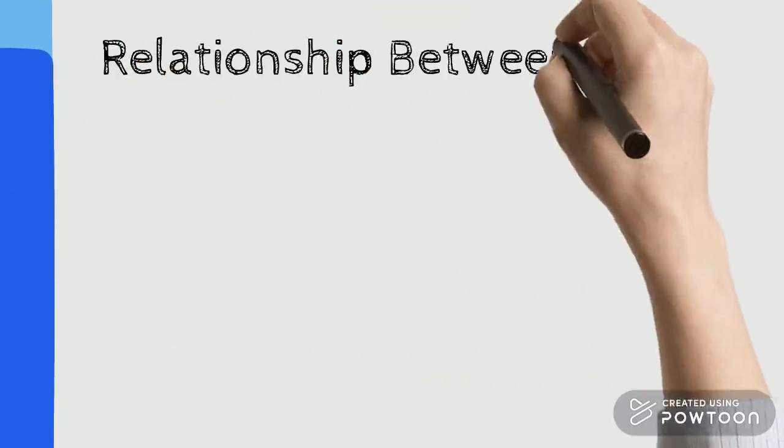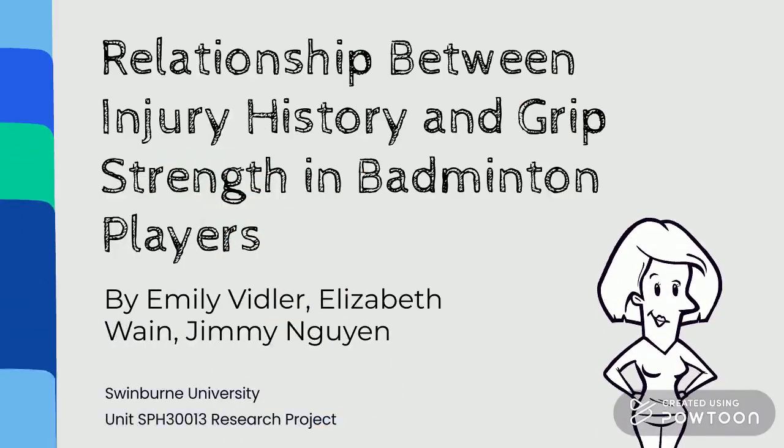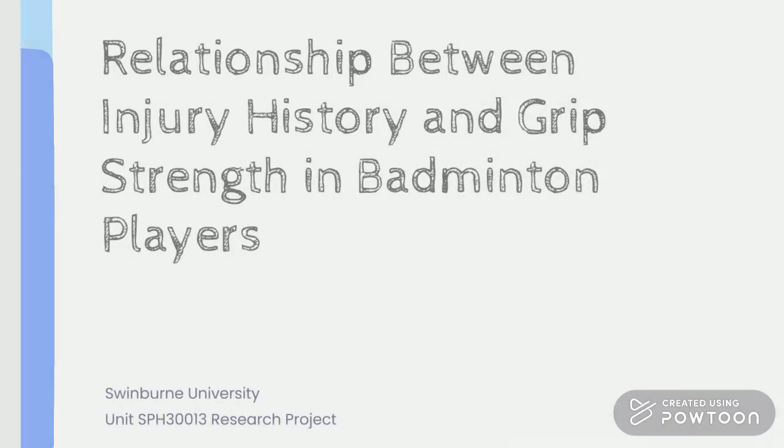My name is Emily Vidler, and today I'll be presenting our research project titled The Relationship Between Injury History and Grip Strength in Badminton Players. Our study explored whether differences in grip strength between a player's dominant and non-dominant hand relate to shoulder injury history in social and intermediate badminton players.